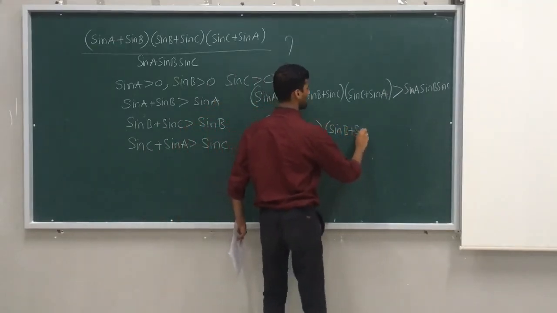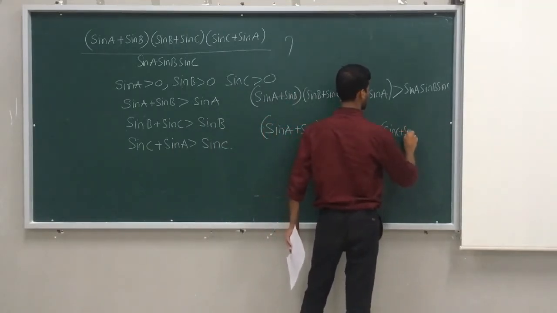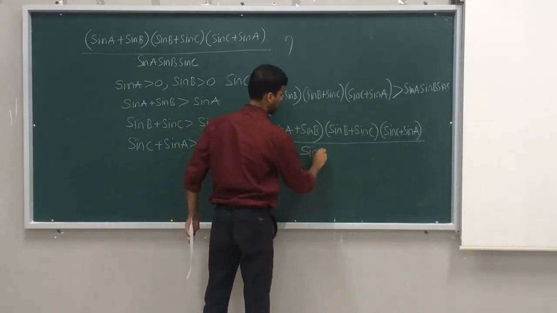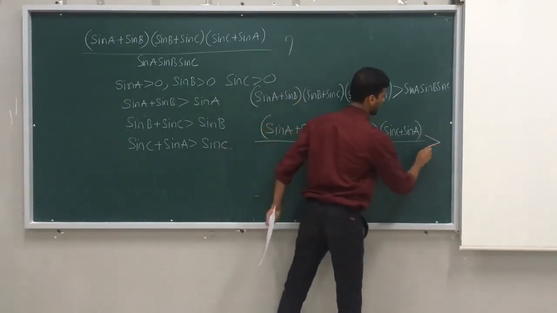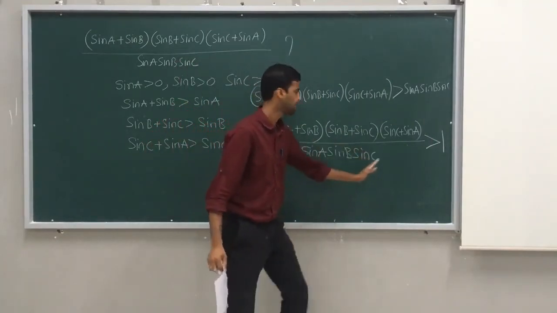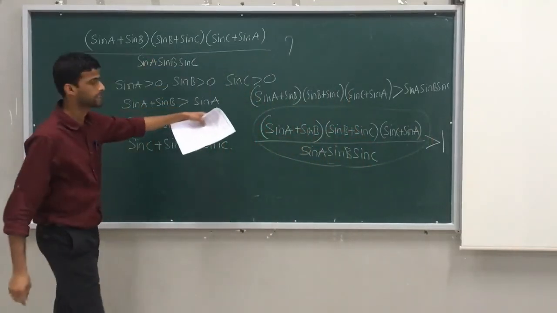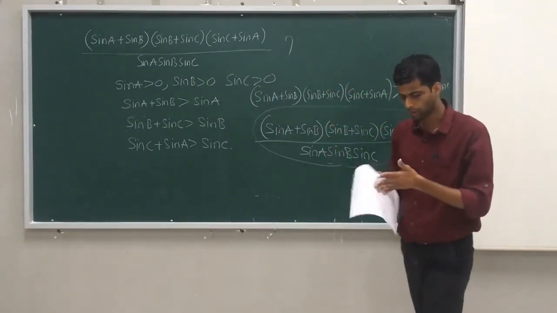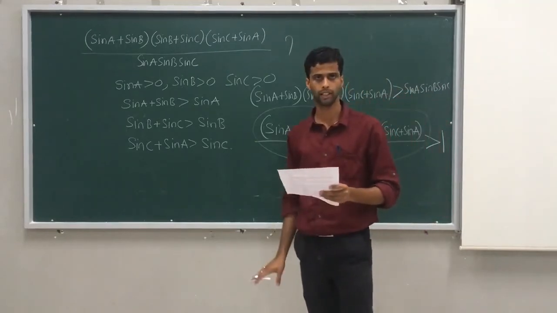Sin B plus sin C, sin C plus sin B, divided by sin A sin B sin C, which is greater than 1. Bringing it down is nothing but dividing both sides by sin A sin B sin C. So we get sin A plus sin B, sin B plus sin C, sin C plus sin B upon sin A sin B sin C, which is more than 1. So option number B is the right answer for this particular question.